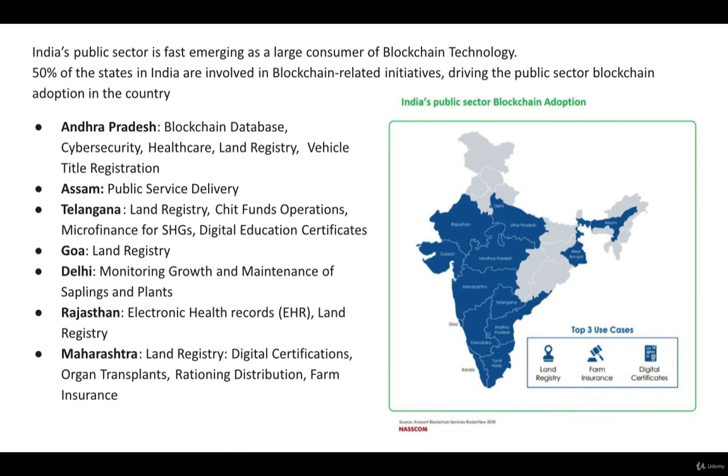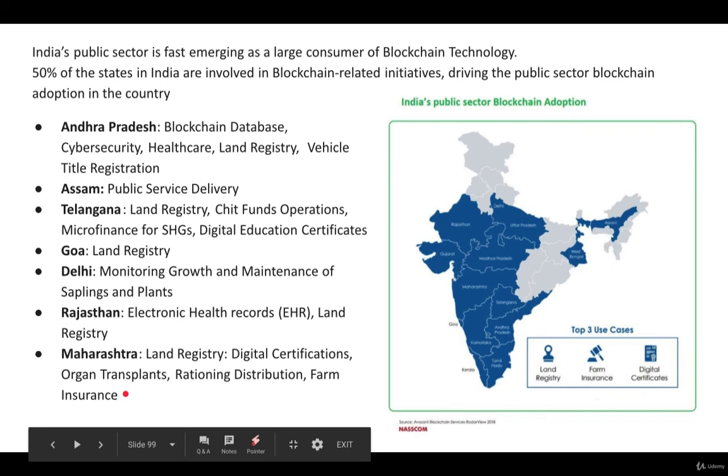Then, even maintenance of saplings and plants makes the area more environment friendly and green. In Rajasthan, electronic health records and land registry. In Maharashtra, land registry, digital certifications, organ transplants, rationing distribution, and farm insurance.